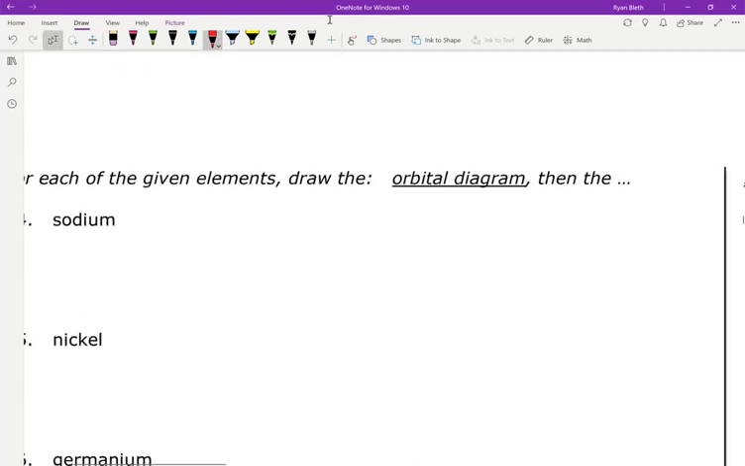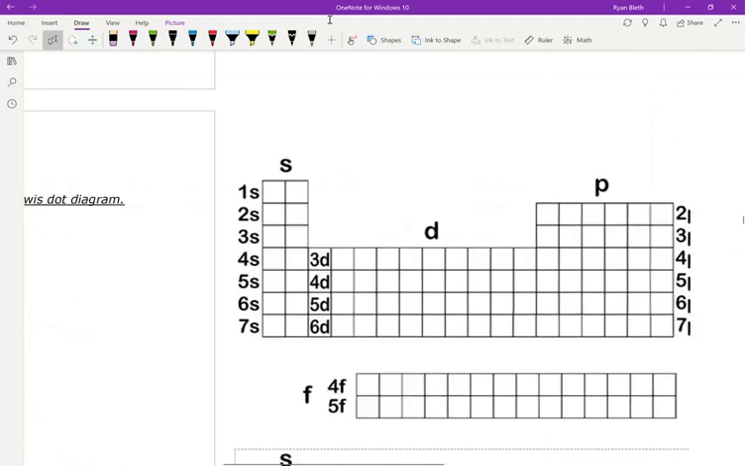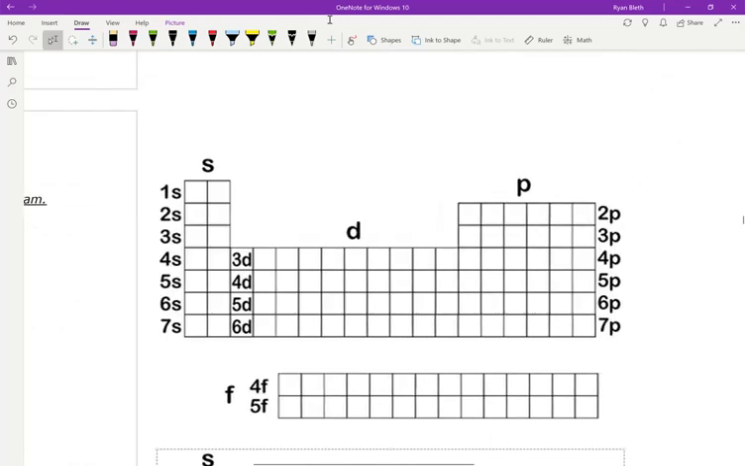Okay, so for sodium's electron configuration, you can go back over to our little guide if that's helpful, and if you don't need it, that's great. Sodium, we know, sits right here. This is sodium's position in the 3s section of the periodic table, right? That's our sodium.